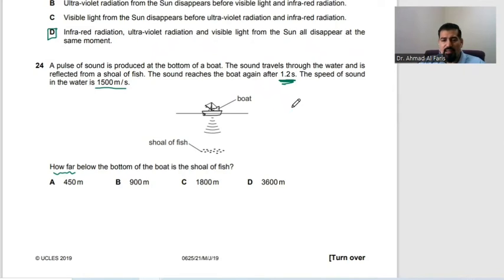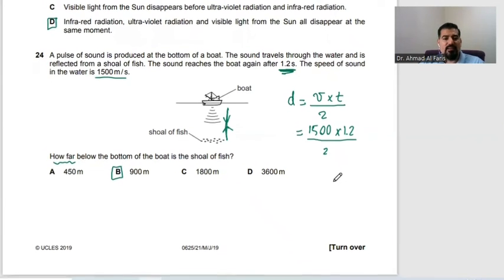We know that distance equals speed times time. But in this situation, since the sound covers this distance twice, as it goes and as it reflects, we divide by 2. So it will be 1,500 multiplied by 1.2 divided by 2. Using a calculator, the answer is 900 meters, B. Thank you.